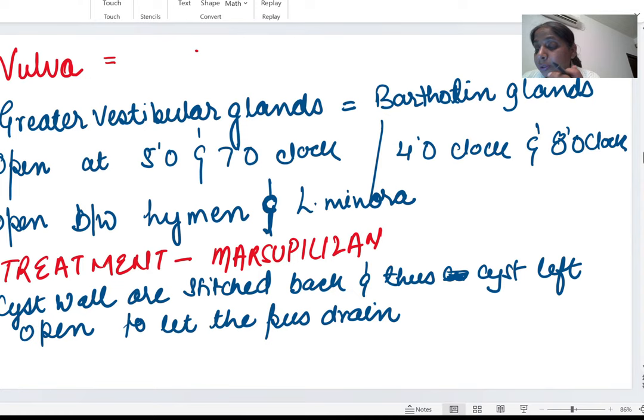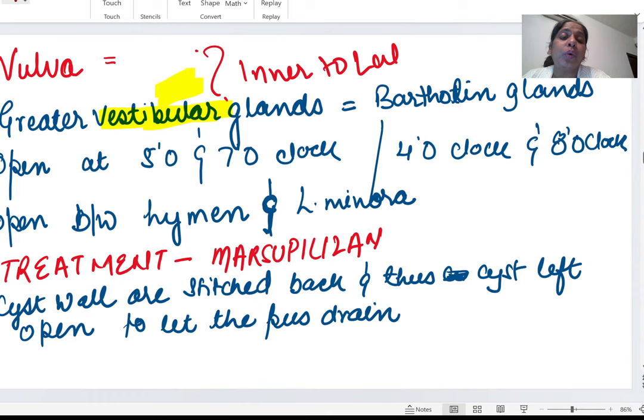What is the vestibule? Which structure of the vulva is known as the vestibule? Everything which is inner to the labia minora is the vestibule. All the structures which are inner to the labia minora are the vestibule.